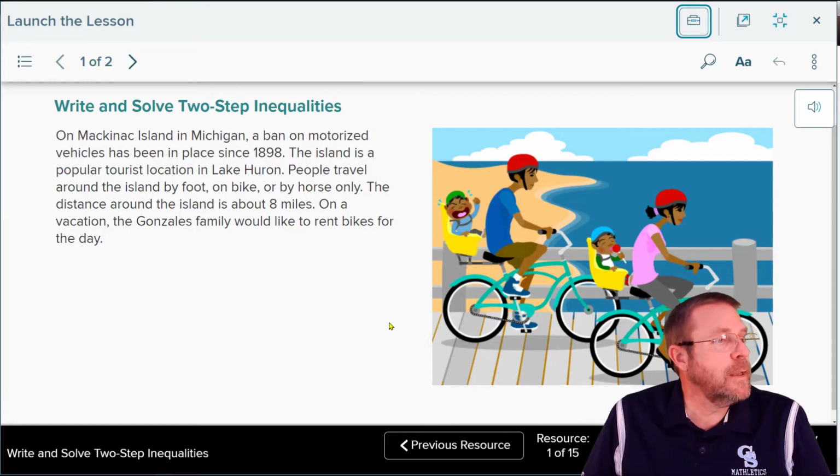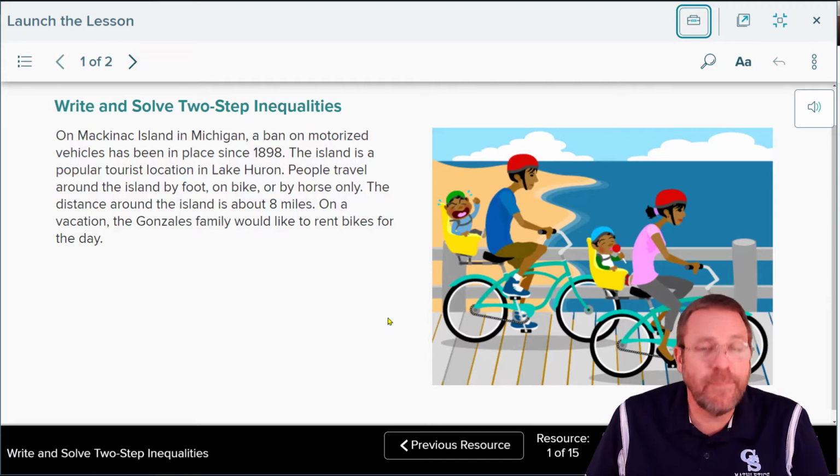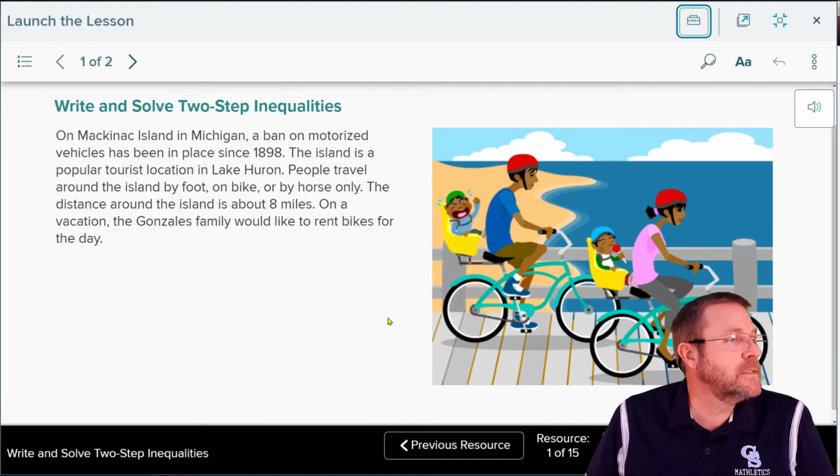On Mackinac Island in Michigan, a ban on motorized vehicles has been in place since 1898. The island is a popular tourist location in Lake Huron. People travel around the island by foot, on bike, and by horse only. That's the only way you can move around that island. The distance around the island is about 8 miles.